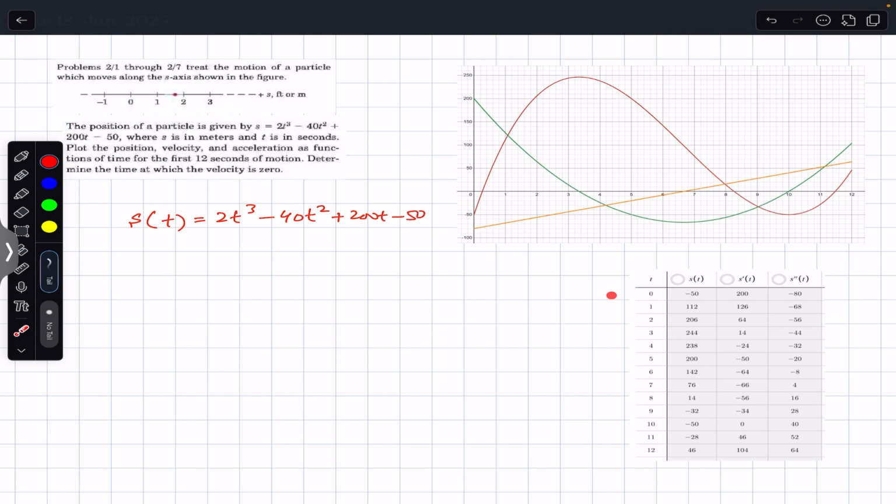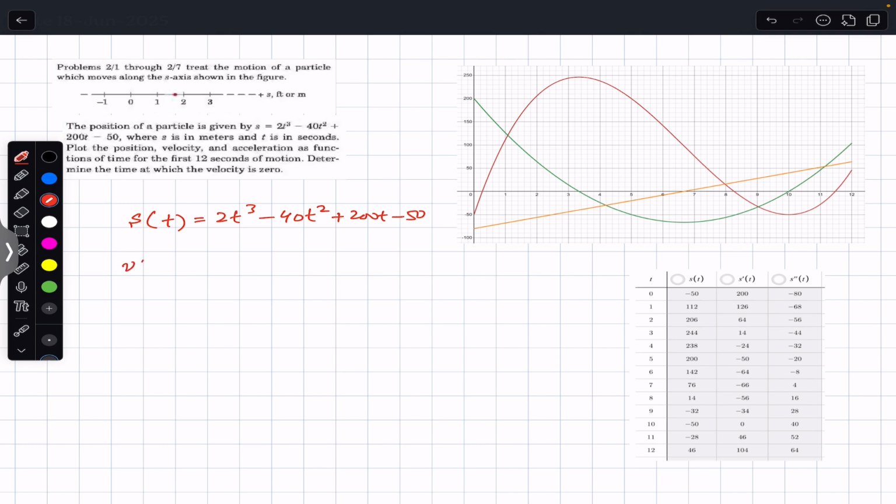So as you can see, at t equals 0, the s of t is minus 50. Now when we put t equals 1 in this equation, we will have 112 meters. And similarly, putting all the values from t equals 0 until t equals 12, we will get all these values. Using a calculator, you can put various t values in this equation, and we will be able to make this table.